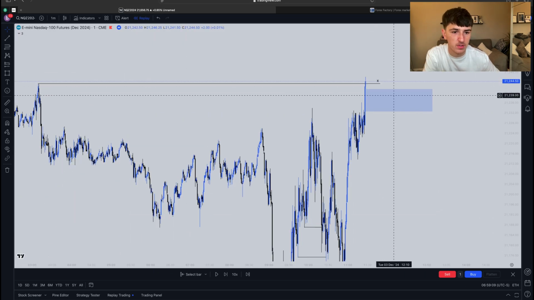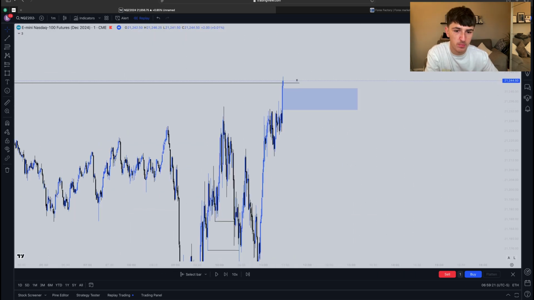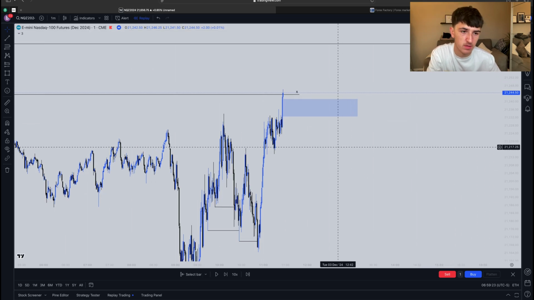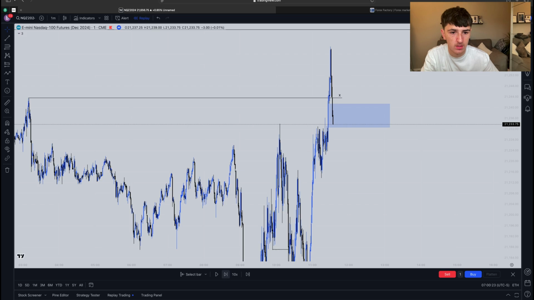Is it clear and obvious? Okay, that is clear and obvious to me. It should be clear and obvious to you. Okay, it's the only one. Third point is, do we displace through it? Of course, we don't know yet. So now all we want to wait for is this to be displaced through.